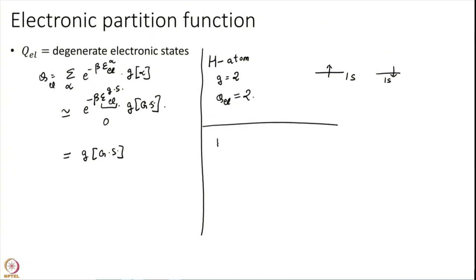The same thing if I do for, let us say, the H2 molecule. Well, the H2 molecule in the ground state has only one configuration. Both the electrons are paired. When that happens, your degeneracy is simply 1. There is only one possibility that the ground state can be in, which is this 1 sigma 2. So this is important, how you calculate the electronic partition function in quantum mechanics.